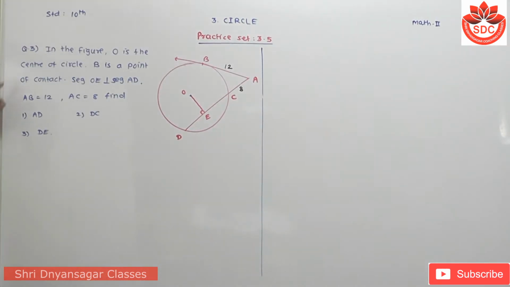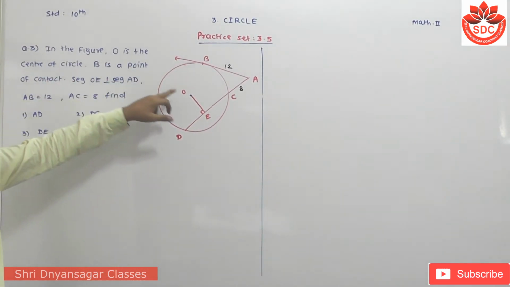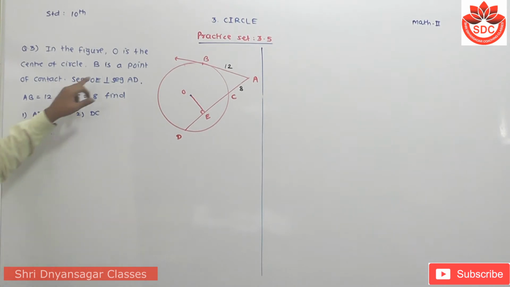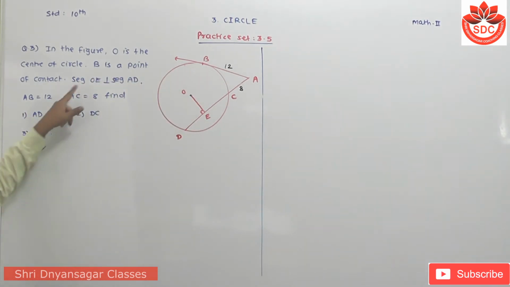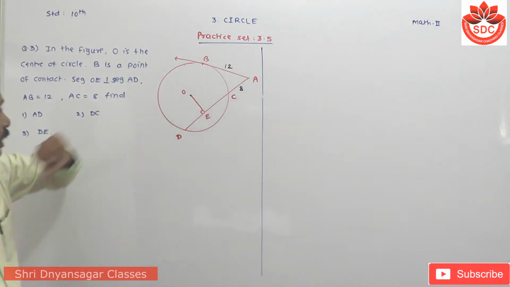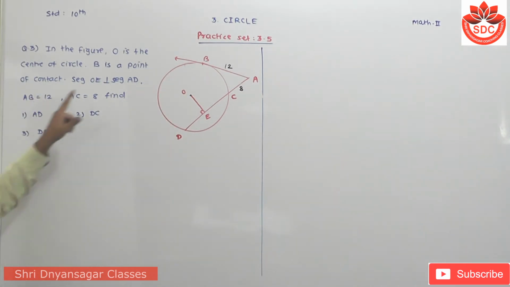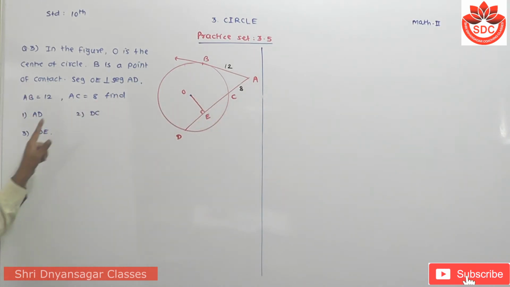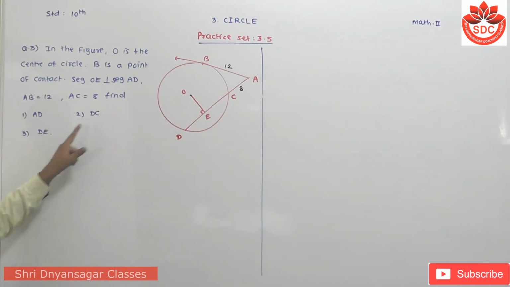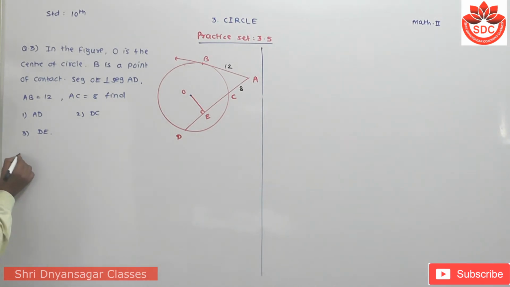Let's see question number 3. In this figure, O is the center of the circle. B is the point of contact of the tangent AB. Segment OE is perpendicular to segment AD. AB is 12, AC is 8, find AD, DC and DE. Okay, here its solution is as follows.